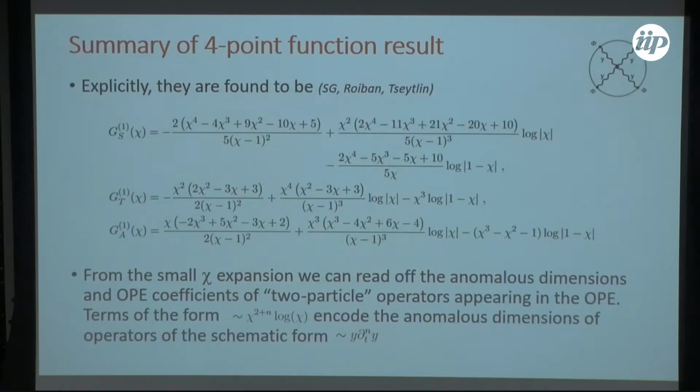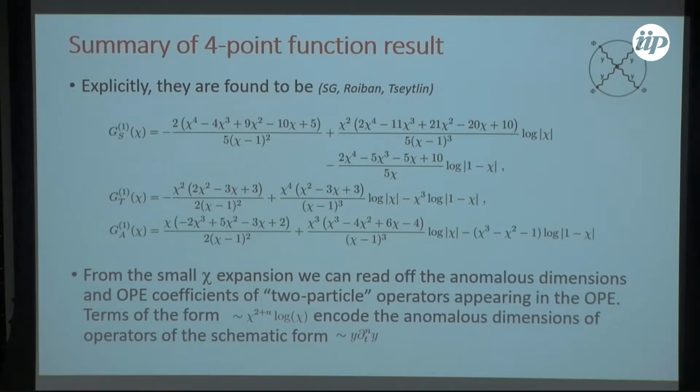Okay? And just to give you an idea of what you actually get: pretty simple functions, because these are the functions where the dimension is 1. So these are simple elementary functions in 1 dimension. This is what you get explicitly, just a combination of terms involving logs and rational functions. Okay? And once you have this, you can use the OPE expansion to extract information about the operators that appear in the OPE of these external scalars that we are computing the 4-point function of.